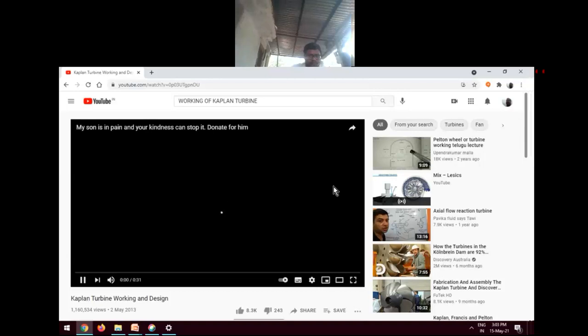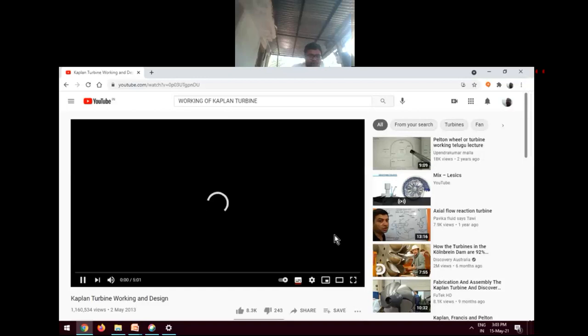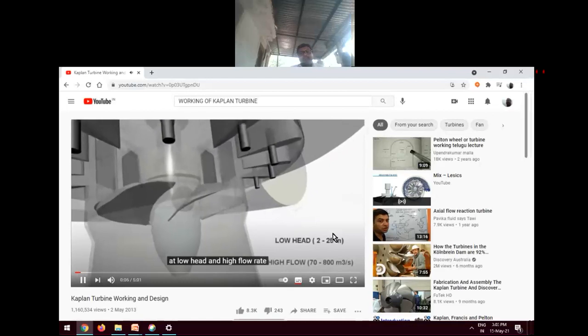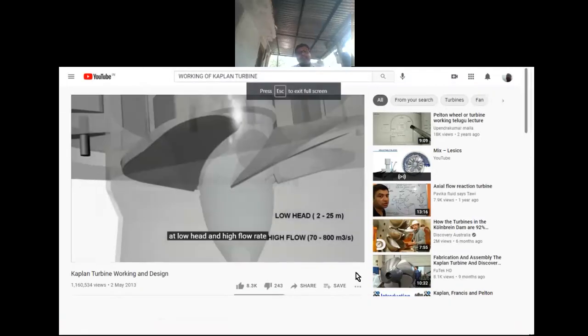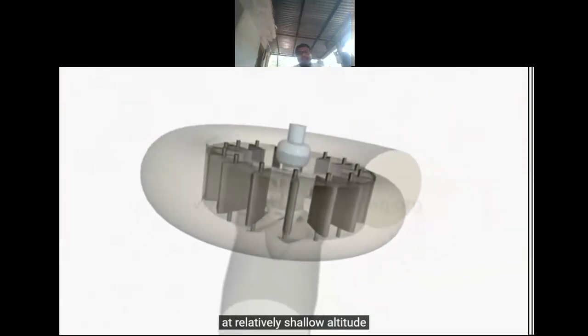of the Kaplan turbine, which is a reaction type of turbine and axial leaving. Here beta equals 90, but theta is greater than 90 degrees, an acute angle. Water enters at one end of the curved tip, and leaves along the axial axis of the turbine. Kaplan turbines are suitable for power extraction when water energy is available at low head and high flow rate, which means they are suitable for operation when water is stored in a big reservoir at a relatively shallow altitude.